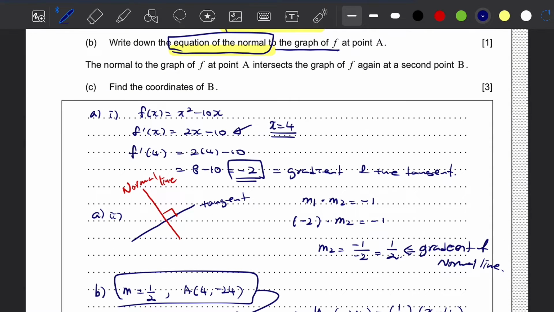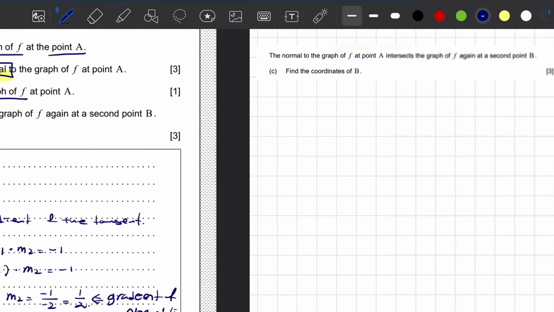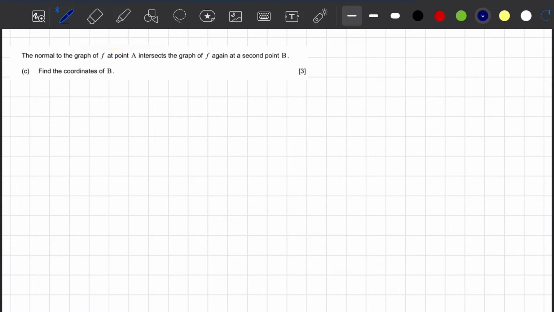Okay, then let's do question C. So we got more information. The normal to the graph of f at point A intersects the graph of f again at a second point B. We need to find the coordinates of B, right? So we know that the normal line equation is y equals 1/2 x minus 26, and the function f(x) is x squared minus 10x. Okay, so we are trying to find the intersects.